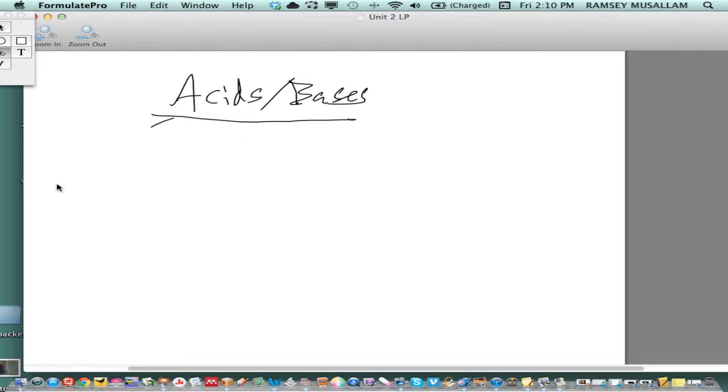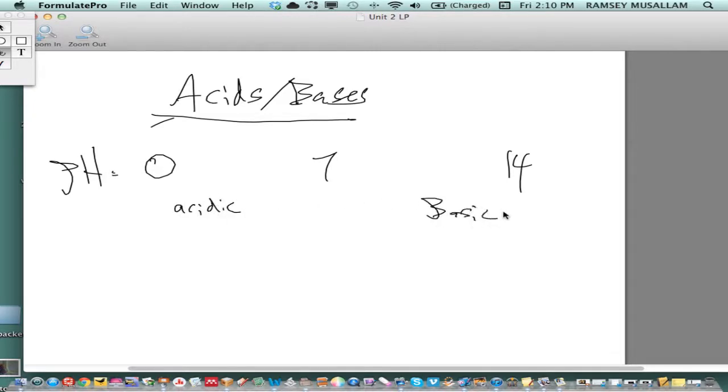So we know the pH scale. The pH scale goes from 0 to 7 to 14. We know that this is the acidic range, this is the neutral range, and this is the basic range. And we know that anything that starts with an H, why don't we just call it HX, is an acid. And things we'll call XOH, that's a base. Okay? Pretty simple, right? Not a big deal.